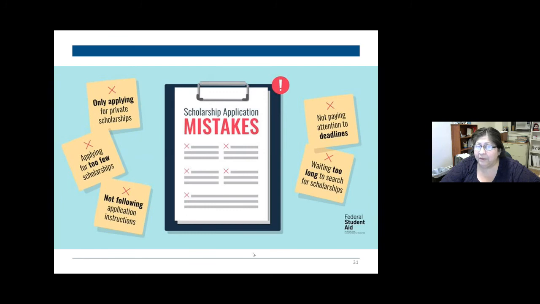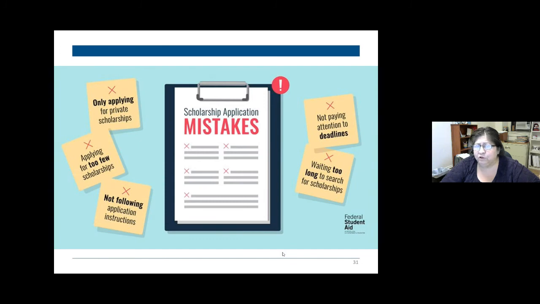The more, the better. Not following application instructions, not paying attention to deadlines, that's key. Waiting too long to search for scholarships is a mistake. So the moment to apply for scholarships is now. And if you have brothers or sisters that are now juniors, they can apply as well, not just yourself. So the more you apply, the better.